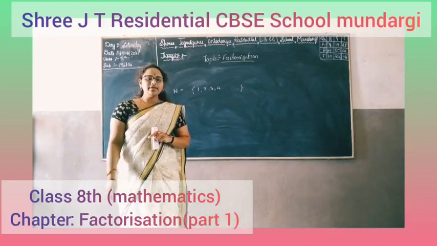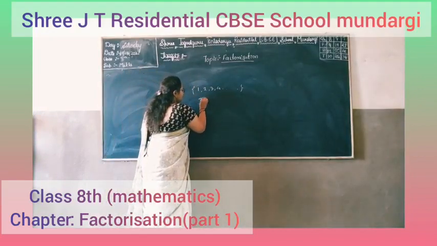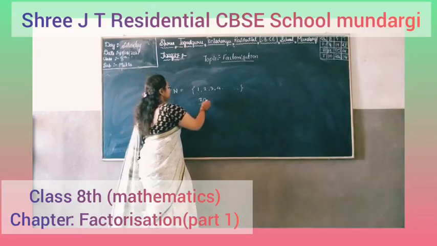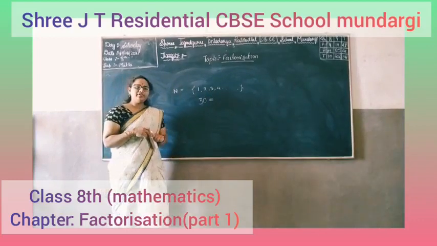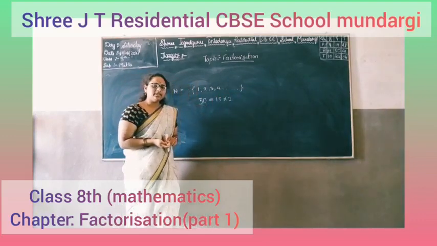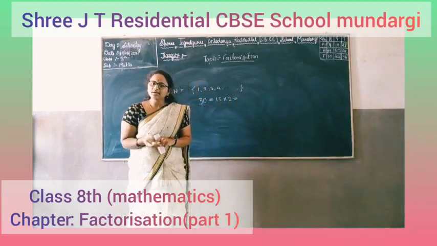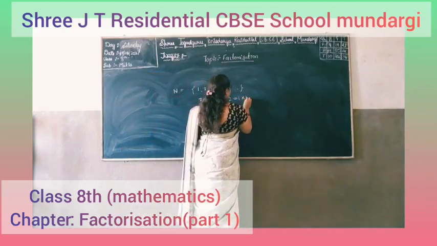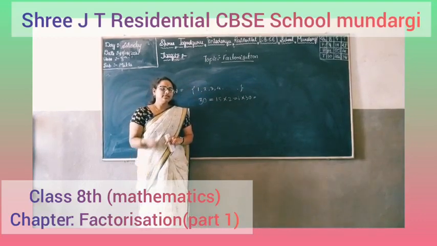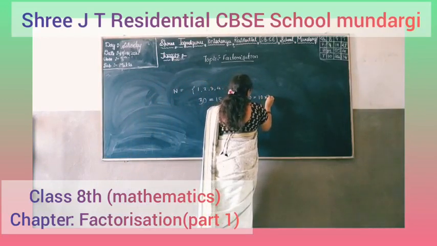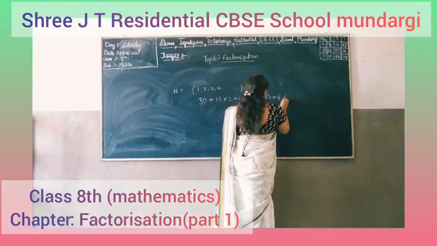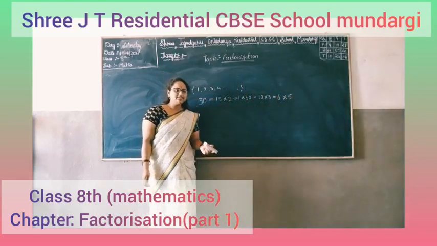Suppose I take one natural number, 30. In this 30, what are the factors that come? I will write the factors. 15 times 2 is 30, right? So I will write 15 times 2. Similarly, 1 times 30 is also 30. Next, 10 times 3 is also 30, right? Next, 6 times 5 is also 30.